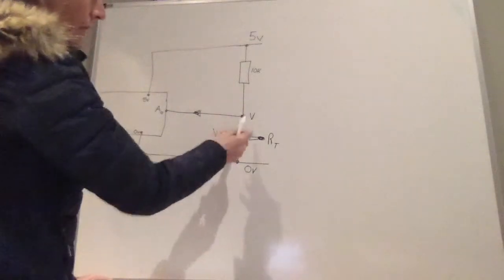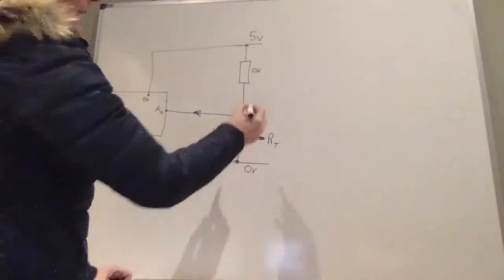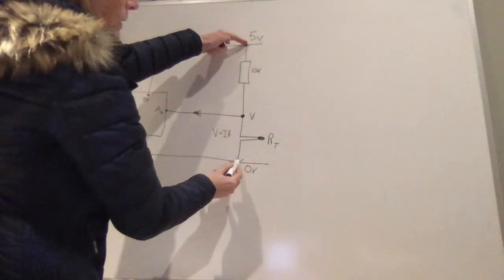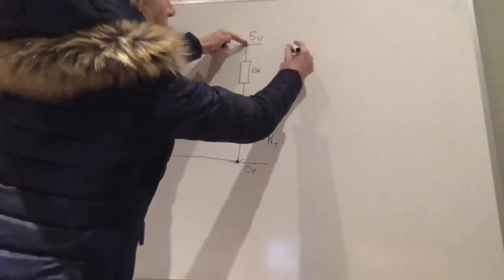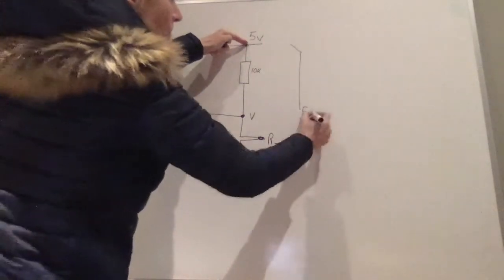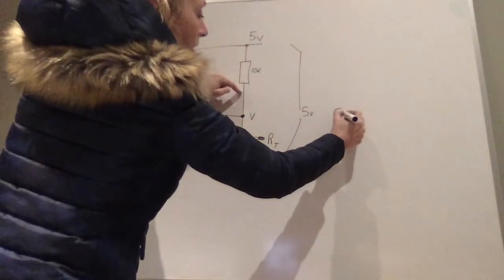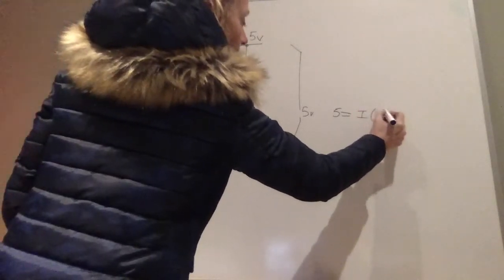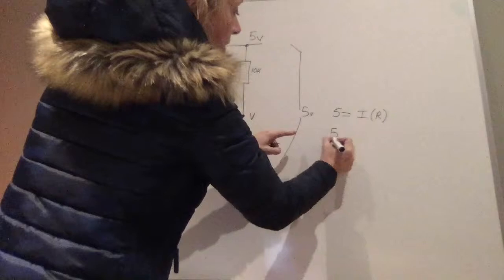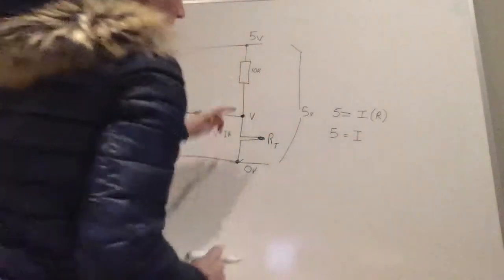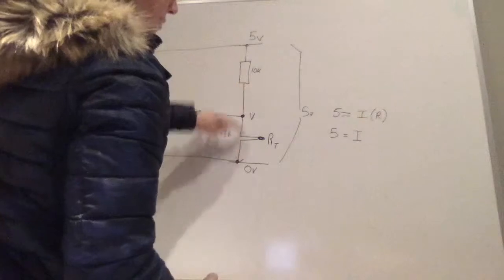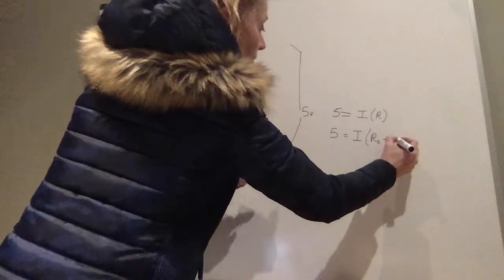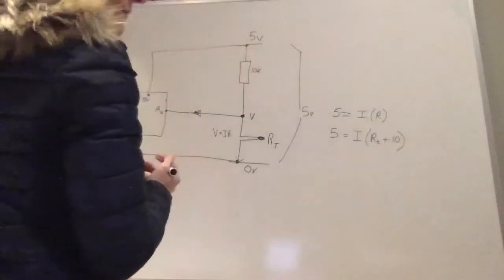Now, just a very brief rundown on this. There's 5 volts here, there's 0 volts here. So between here and here, we have 5 volts. And remember, V is equal to the current times the resistance. So in this case, 5 is equal to the current times the total resistance between here and here. It is going to be the resistance of the thermistor plus the 10K.